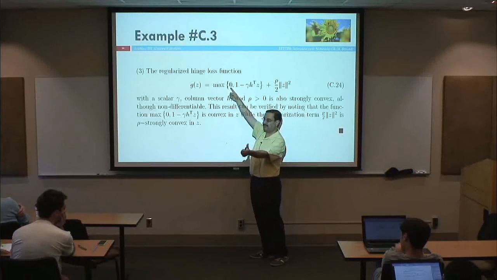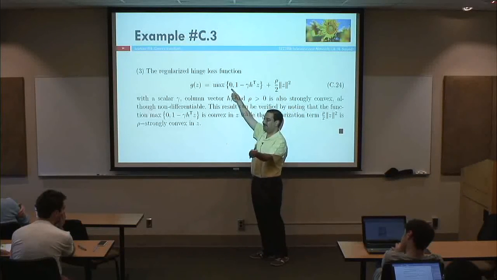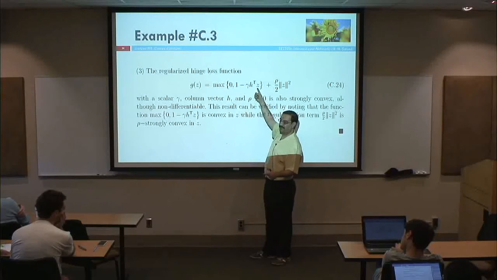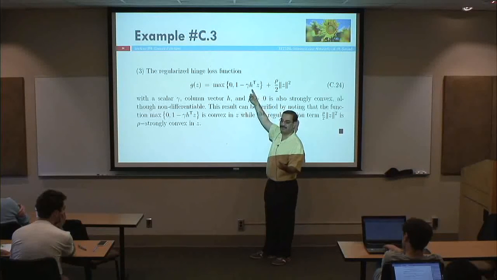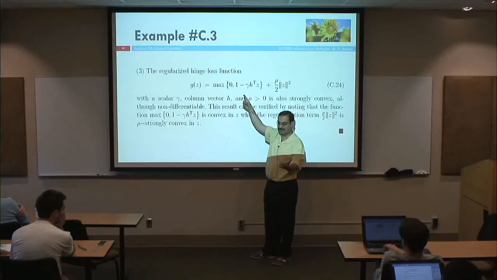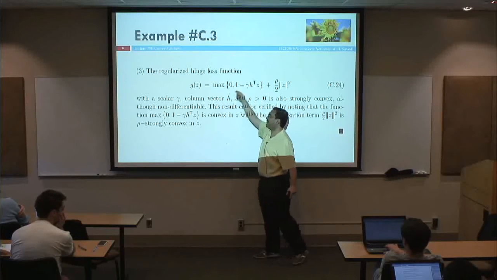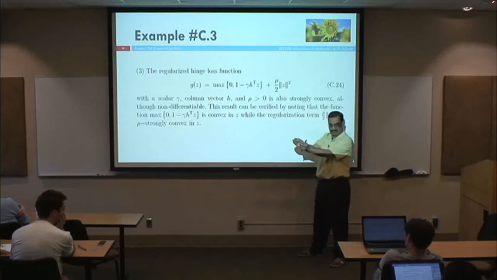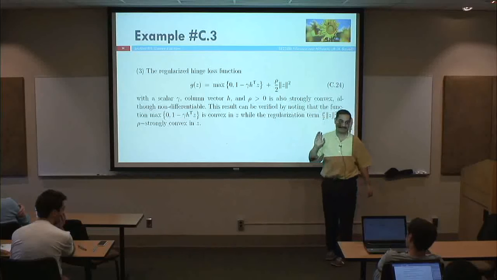Zero is a convex function, right? This is a linear function in Z. A linear function is convex. The maximum of two convex functions is convex. So you have convex plus strongly convex. If you use this fact, you get that the result is strongly convex.